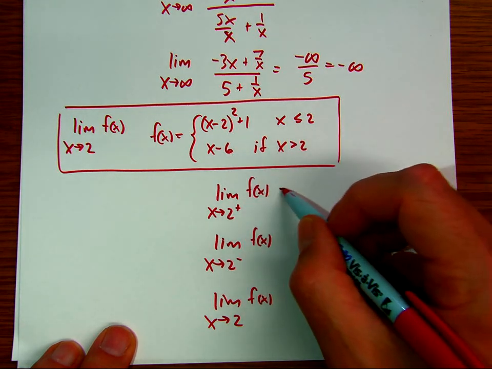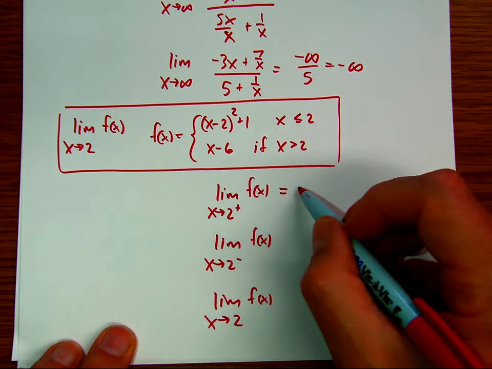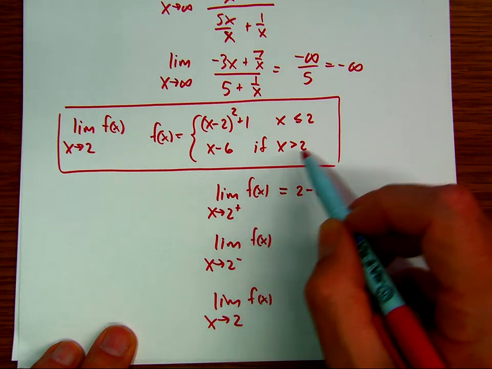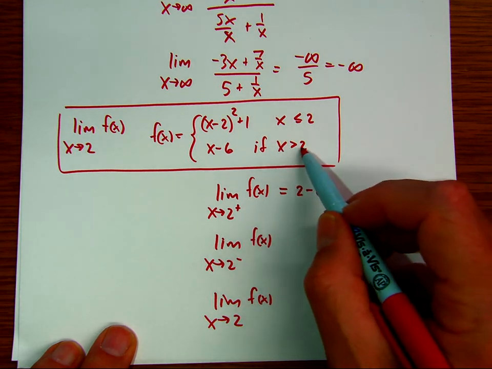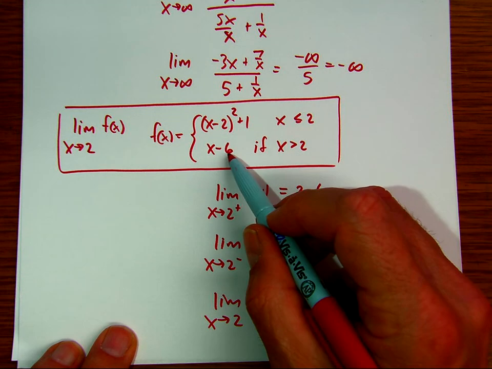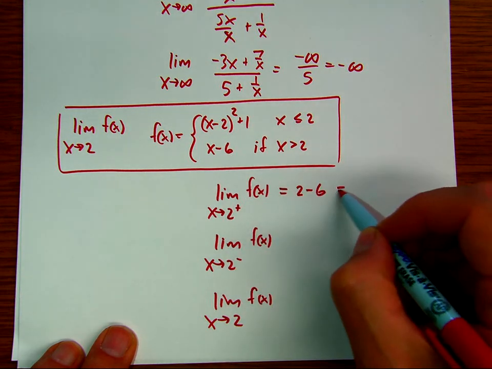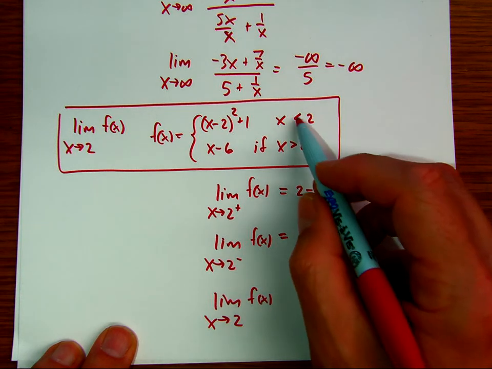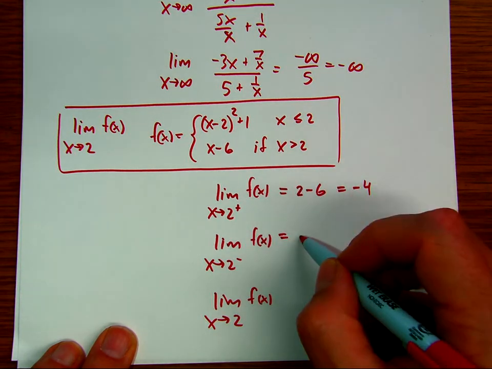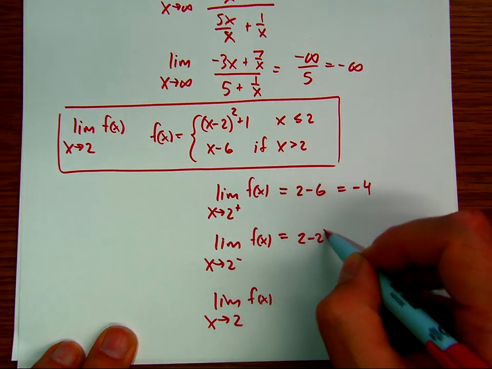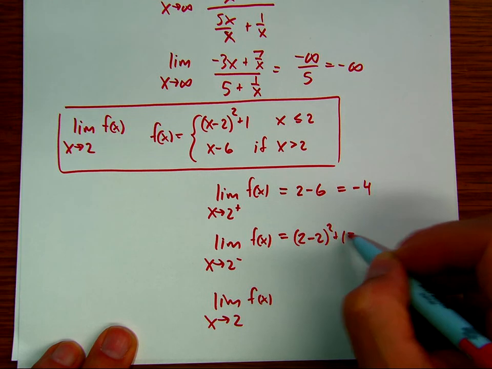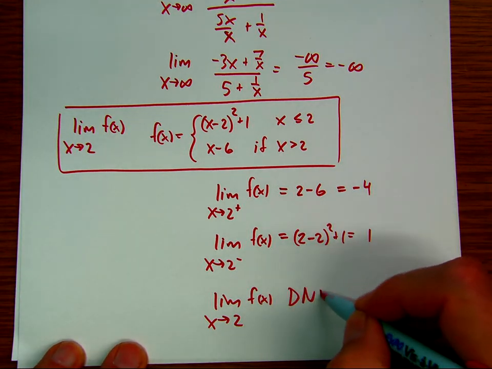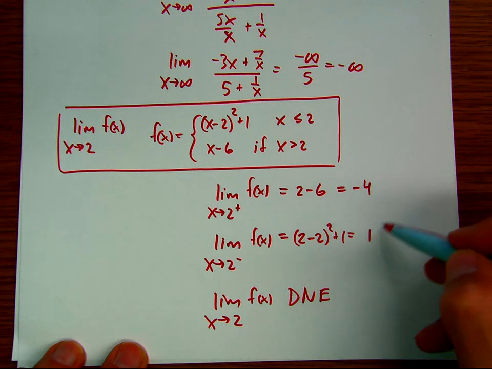So we're going to do 2 minus 6. Because if it says go from the right, this means from the right. We're going to the right of 2. So we're going to use that function, and we substituted 2, negative 4. Go from the left of 2. This is the left of 2. So we use that function and substituted 2. 0 plus 1 is 1. And we can say that this does not exist because it has different limits from each side.